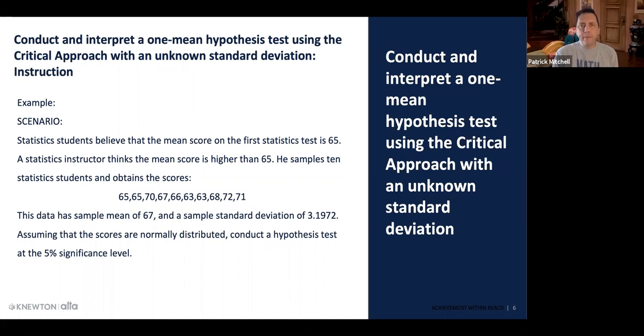Now, if those sample statistics were not given, notice that you could easily calculate them. You know how to find the mean of 10 numbers, and you know how to find the standard deviation. If you don't want to do that by hand, you can use technology, for example, Excel, and hopefully later on I'll have the opportunity to show you how to do that. Assuming that the scores are normally distributed, we're going to conduct a hypothesis test at the 5% significance level.